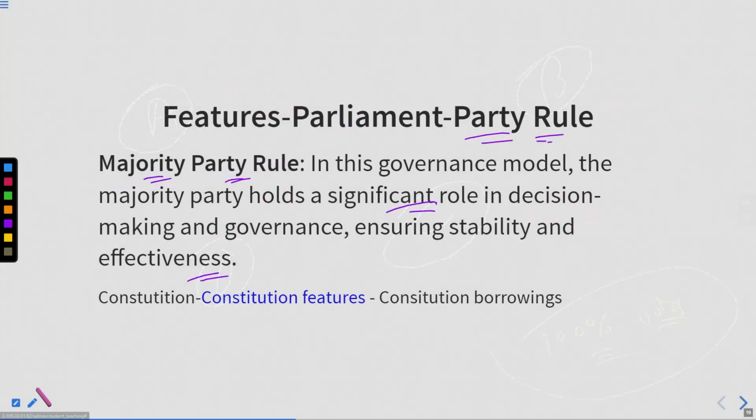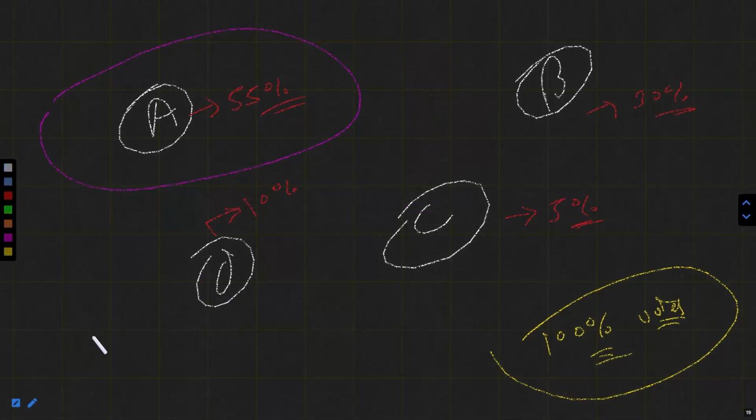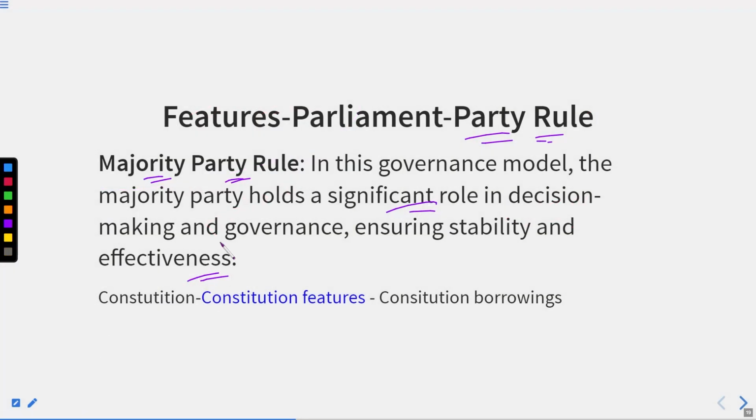All right. So basically, that was the concept. In India, we have the majority party rule. It means the political party which secures the maximum votes in the general elections will get a chance to form the government at the parliament. It is to hold the stability and the effectiveness. All right.